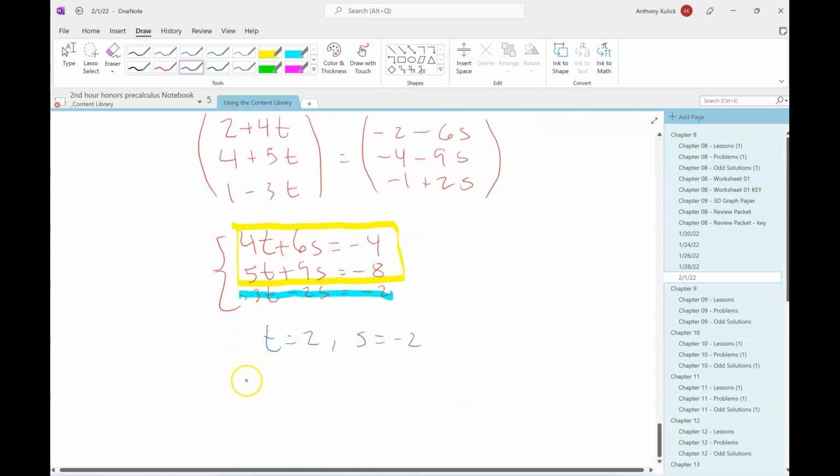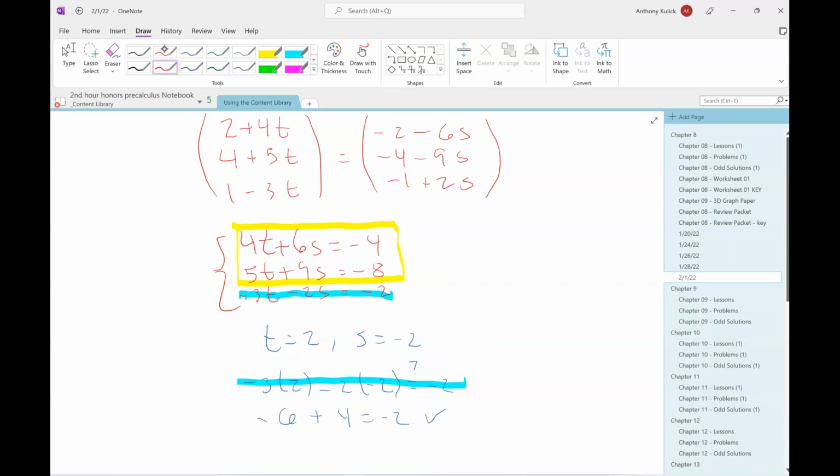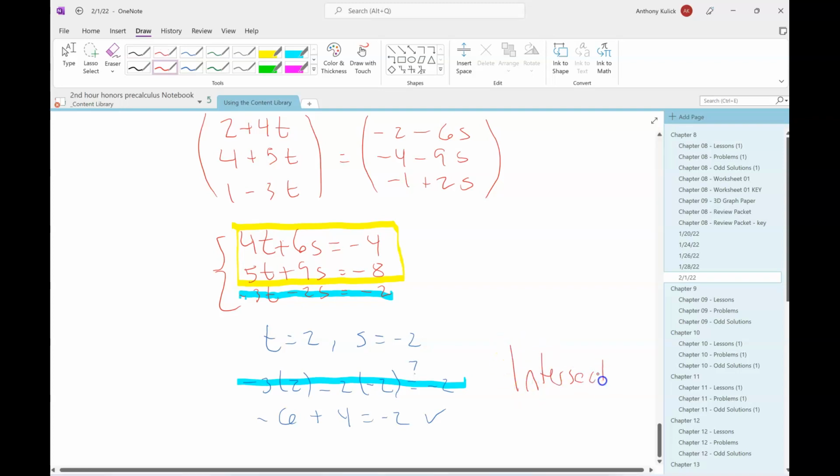So before I go, though, I have to check to see if this works, and it does, right? So I have to check with the third equation and make sure that that still works. Now it does, so that tells me that these two lines are intersecting. But I need to find that point of intersection still.